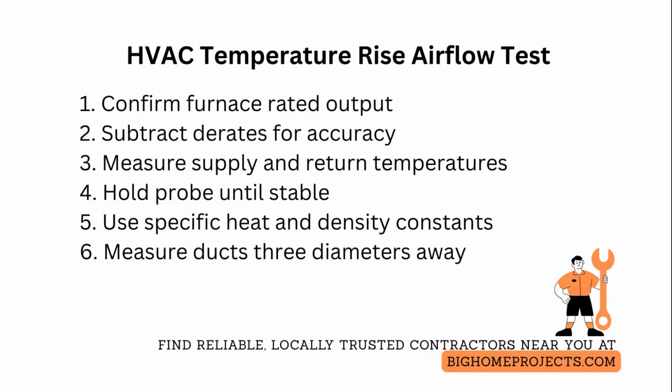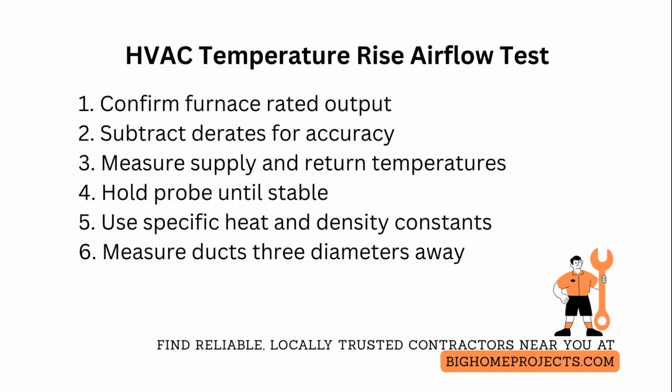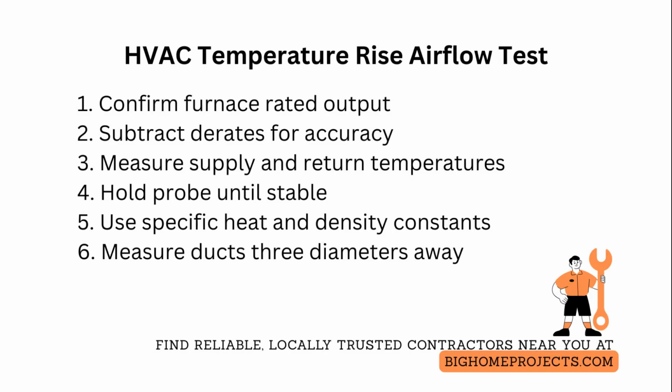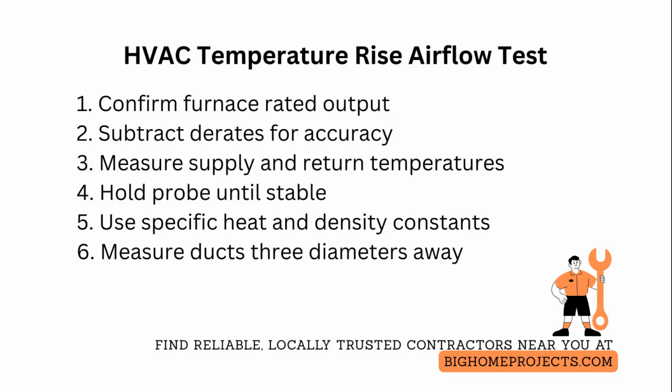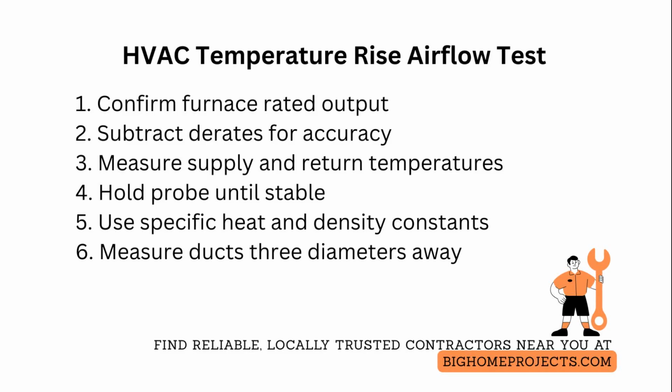Use the multiplier for air-specific heat of 1.05 British thermal units per pound degree Fahrenheit and the standard air density of 0.068 pounds per cubic foot at sea level. Then compute CFM as sensible heat divided by the product of specific heat, density, and temperature rise expressed in degrees Fahrenheit. For practical use, many techs use the simplified constant of 1200 when units are British thermal units per hour and degrees Fahrenheit. So CFM equals sensible BTU per hour divided by the product of 1200 and the measured temperature rise.